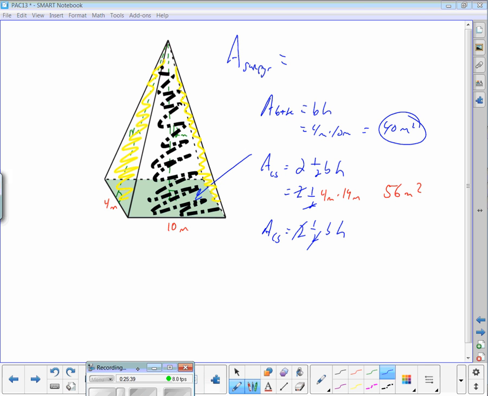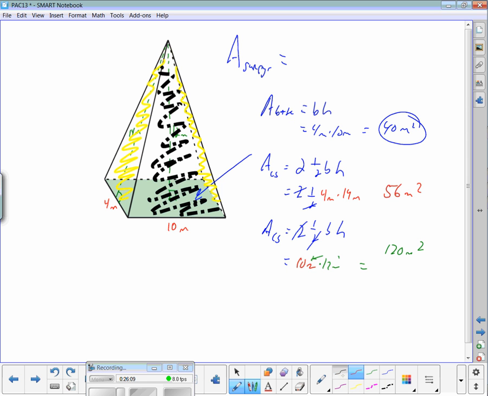Right, so our halves are gone. Now we've done the base and the two left triangles, and we've got to finish the two right triangles, or the front and back triangles. So what is the base of the front triangle, Gabe? 10 meters. What is the height of the front triangle? It was 12 meters. And 10 times 12 is 120 meters squared.